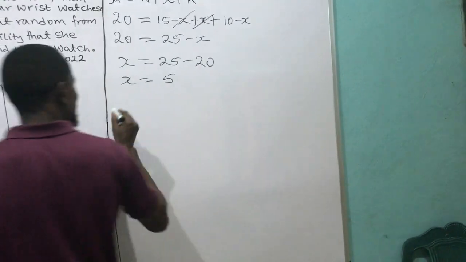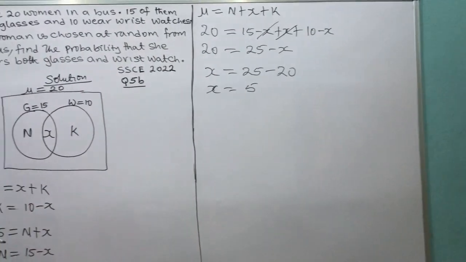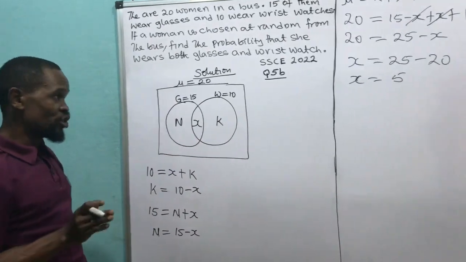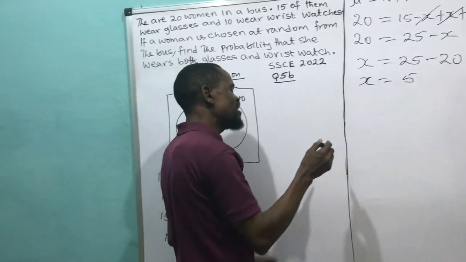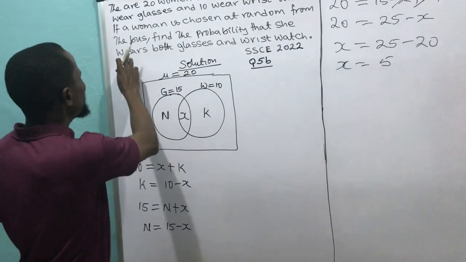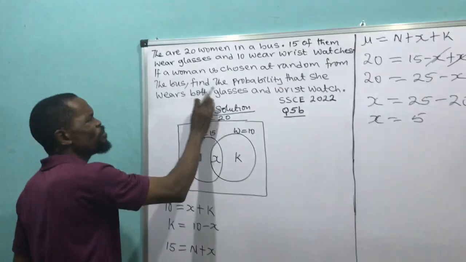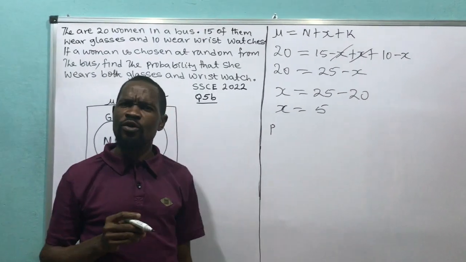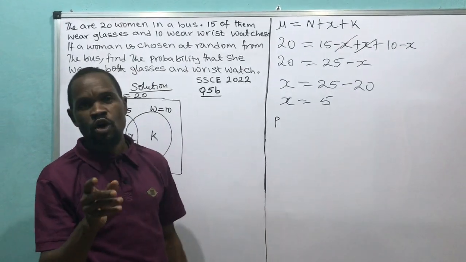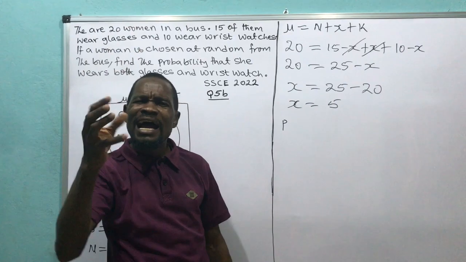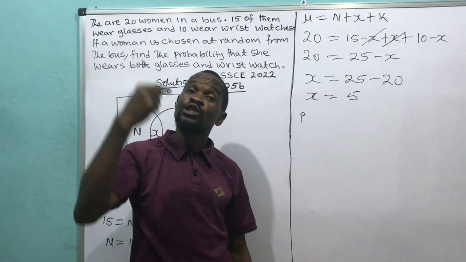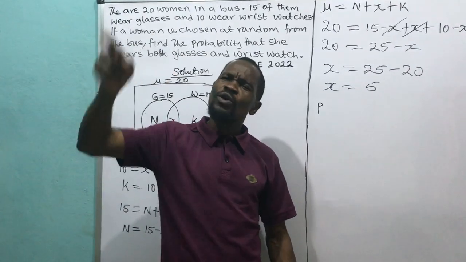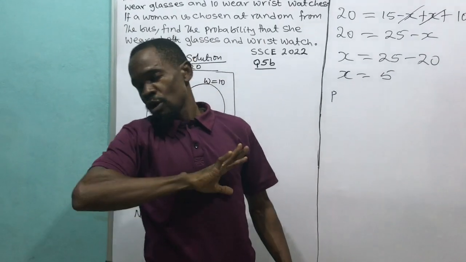And what is my X? X are those that wear both eyeglass and wristwatch. Those that wear both eyeglass and wristwatch. I think you get what I'm talking about here. Then now they ask me to find the probability that she wears both eyeglass and wristwatch. I remember that the probability for an event to occur is the required outcome over the possible outcome.